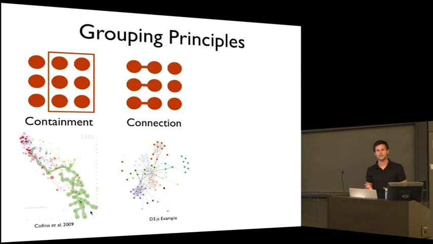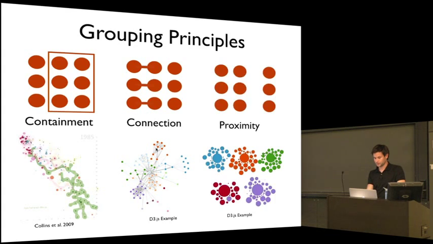That's what we use when we show node link diagrams. So in this D3.js example, so D3 is a very popular JavaScript library nowadays to create interactive visualizations on the web. We use connection. Then we also have proximity, which is very strong. If we want to make something belong together, we just move it closer to each other. And this is what we use, for instance, in force-directed graph layouts. So if you have a clustering, then you put the points that cluster together closer to each other. And this is called proximity because they will form these groups then.